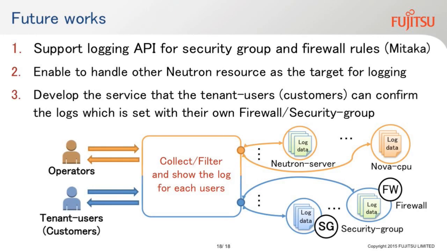Based on the current evaluation and current design, we believe that we can continue further work in 3 main steps. The first step, we try to support the logging API for security group and firewall for the metadata cycle. And then we will support handling other Neutron resource types like load balancing, VPN, or other Neutron resources. And at last, we will develop a service where the tenant user, the customer, can confirm the log for each of their firewall and security group rules.